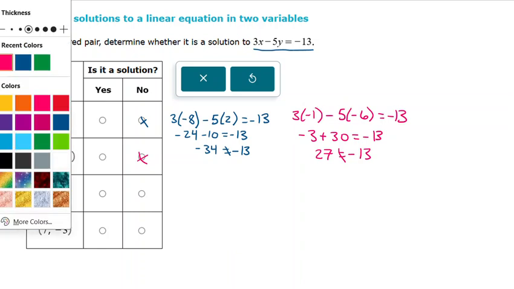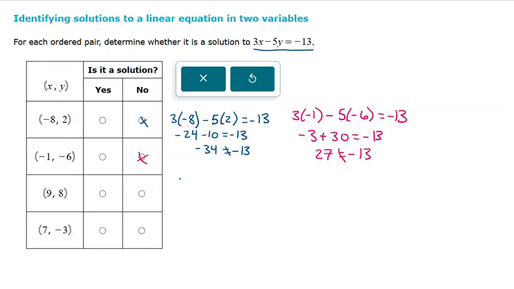So now let's try the third pair here. So now we are plugging in 9 for x, and we are plugging in 8 for y. And again, see if it equals -13. So this is 27 minus 40. 27 minus 40 is -13. So this one is yes.